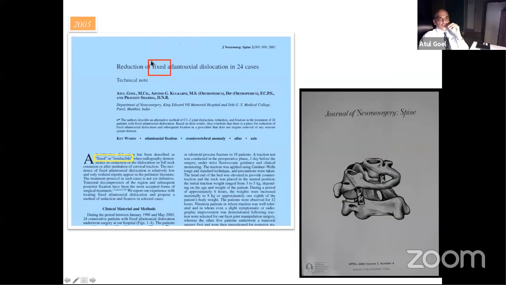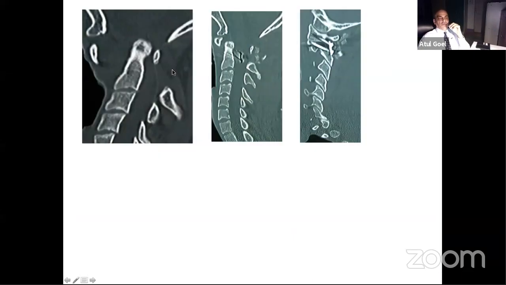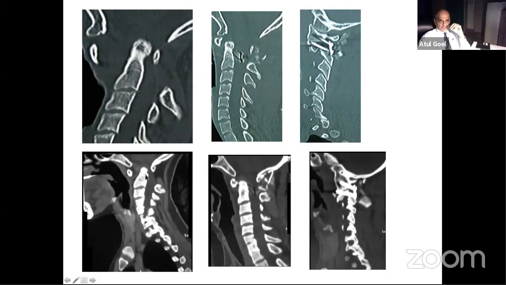So reduction of fixed dislocation is a very fantastic technique. There is transoral surgery we all used to do, but now you can reduce the dislocation and then there is fixation. This is another case of fixed atlantoaxial dislocation, which was called fixed, but this can be reduced by opening the joint and doing direct atlantoaxial fixation.